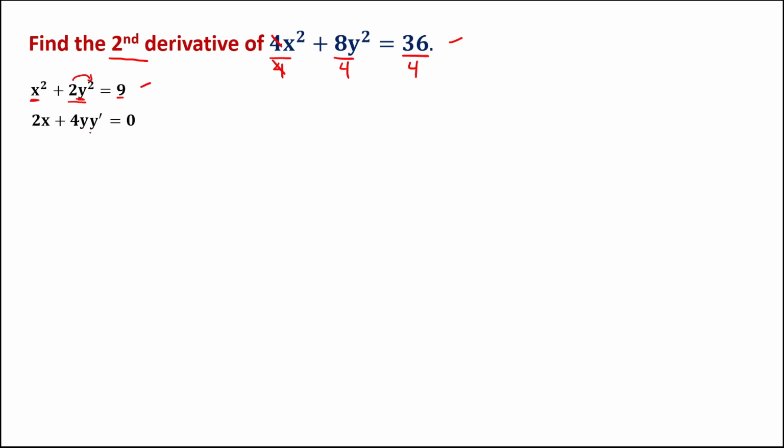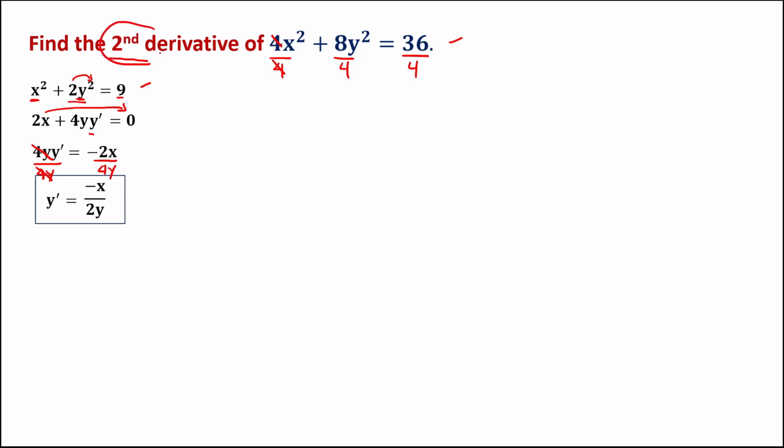Then we need to solve for y prime. So transpose the 2x to the other side. So this becomes 4y prime equals negative 2x. To solve for y prime, divide both sides by 4y. So we now have y prime equals negative 2 over 4, which is negative 1/2, or negative x over 2y. So this is now the first derivative.